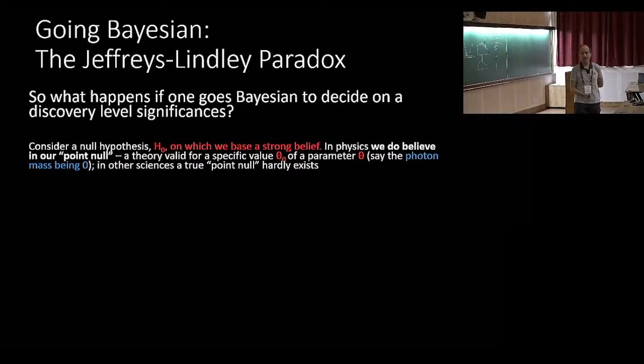Or, I don't know, the charge of the proton is equal to the charge of the electron. These are fixed point hypotheses, okay? And in other disciplines, this is not true. They will argue, okay, the point null hypothesis doesn't exist. You always have a distribution of values. No, in particle physics, we do believe that the parameters of nature do have a particular value, albeit unknown.